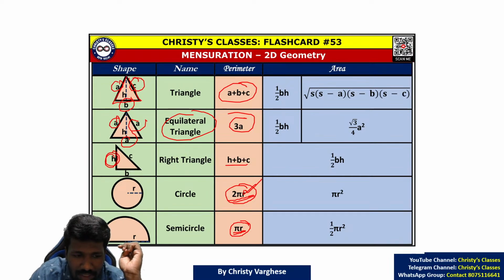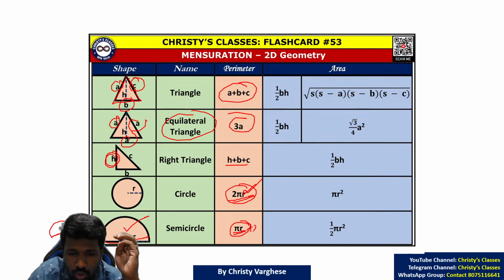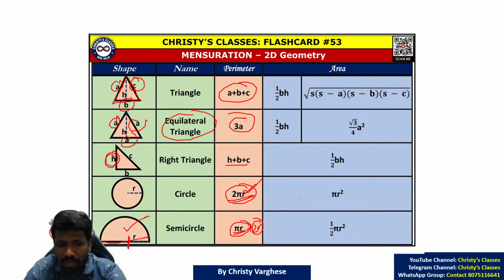If it is an open semicircle, it is like this. A closed semicircle means you are putting this line, look at this. This is a closed semicircle. So this is also a boundary, right? So pi r plus 2r, because this is 2r or the diameter. So pi r plus 2r will be the total perimeter. So that is about the perimeter of these shapes.